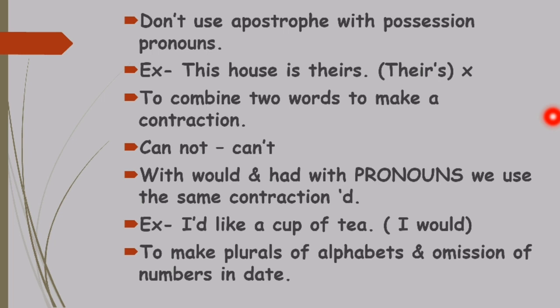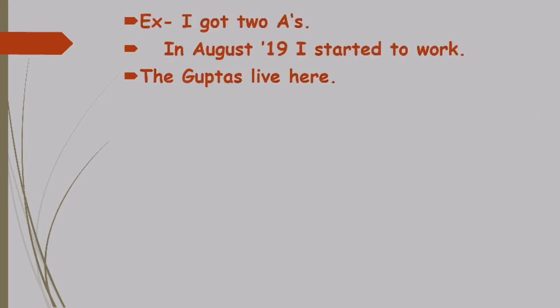To make plurals of alphabets and omission of numbers in date. Very common use. Like I got 2 A's. Like in maths. 2A, that means grade we are talking about, right? So whenever you are talking about grade or alphabets की बात कर रहे हो, at that time you will use A's. A apostrophe S in your subject.